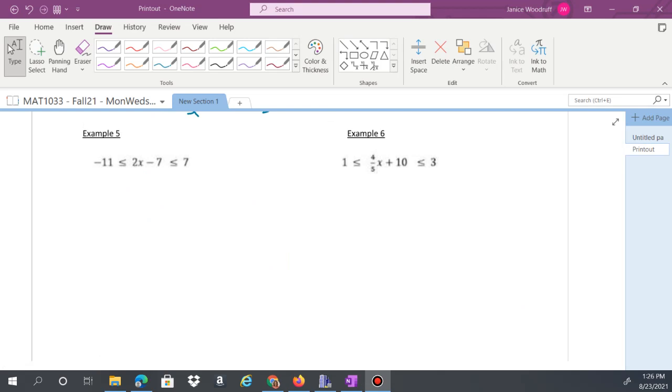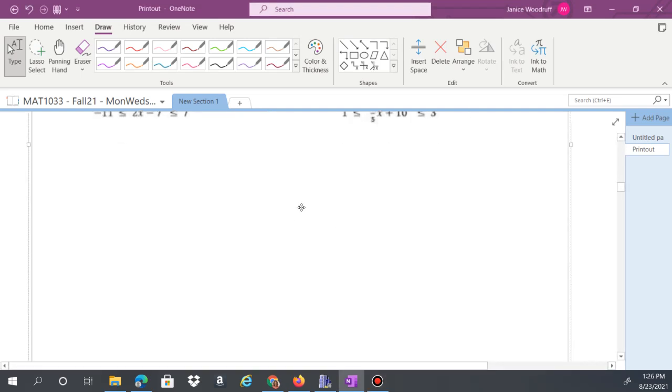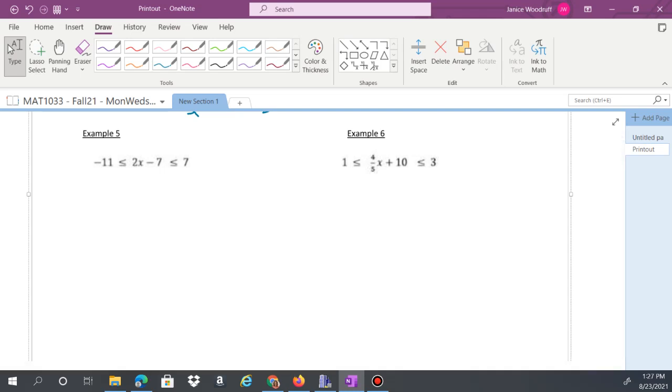Okay, last two examples here. We're doing compound inequalities. So this is two inequalities. So we have the two symbols here in one equation. So the goal here for these is to isolate the x value in the middle of the inequality. So there we go. There we are.